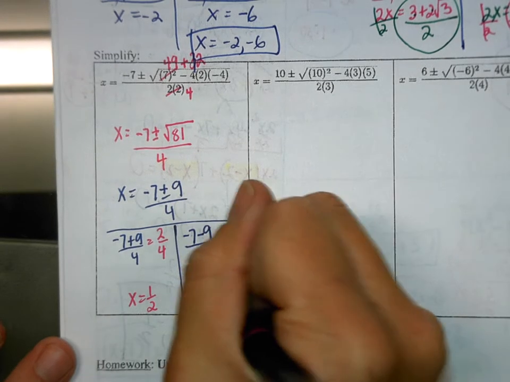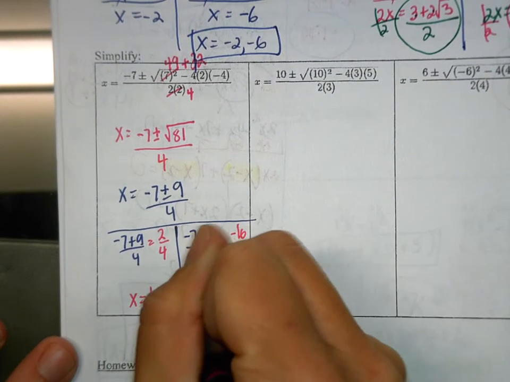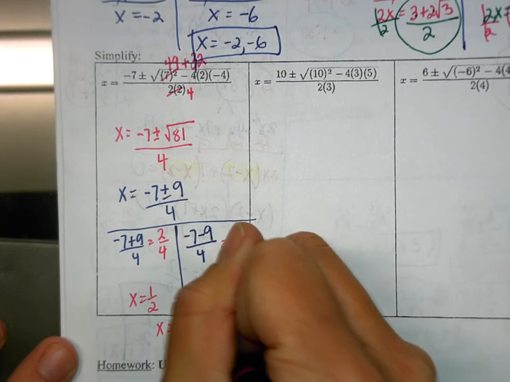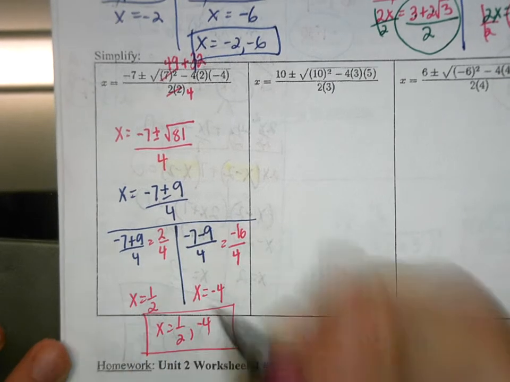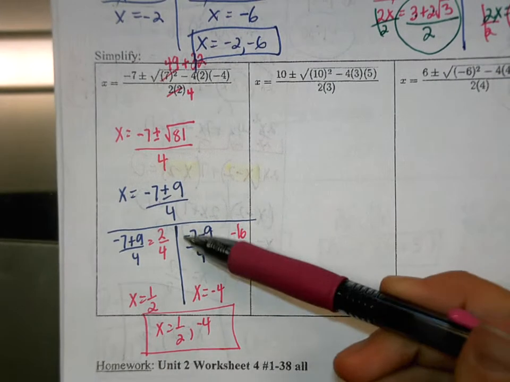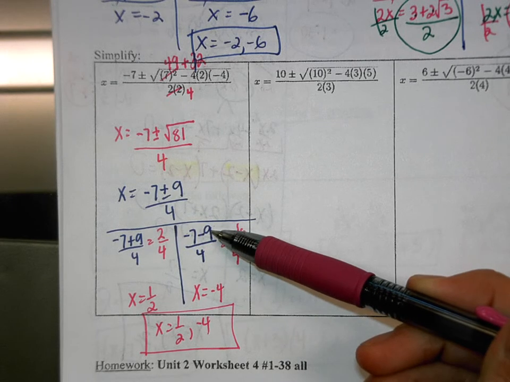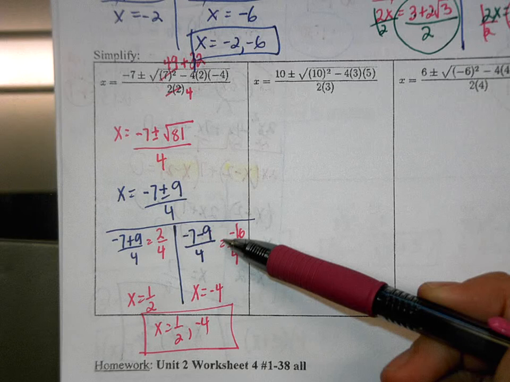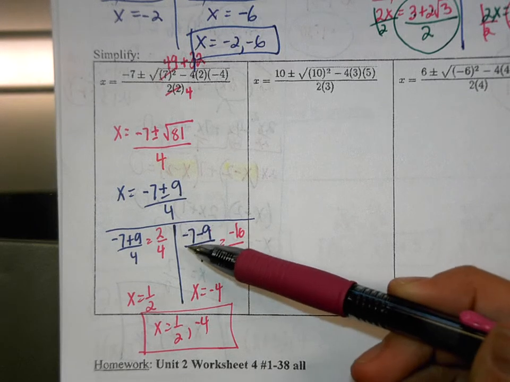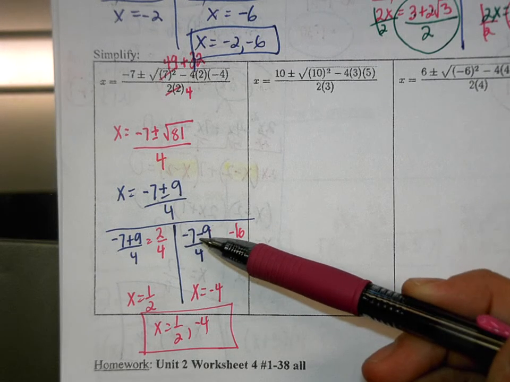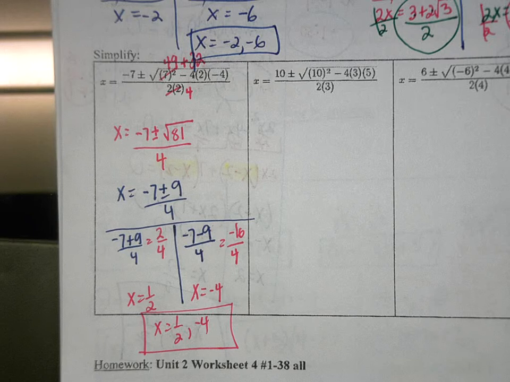Negative 4. Just as a little side note, I try to give you some of the mental math things that I do. For negative 7 and negative 9, I know that it takes 1 to get to negative 10. So I'm taking 1 from 9 to get to negative 10, and then there's 6 left over, and that's how I get negative 16. Because I have my negative 10 and negative 6, which is negative 16. Or you could use a calculator.